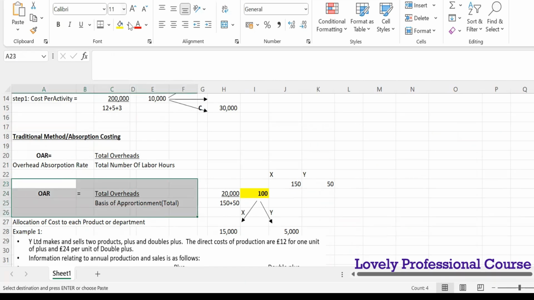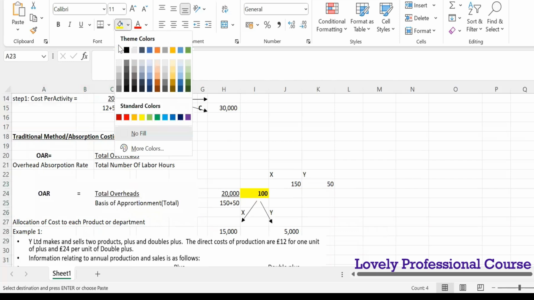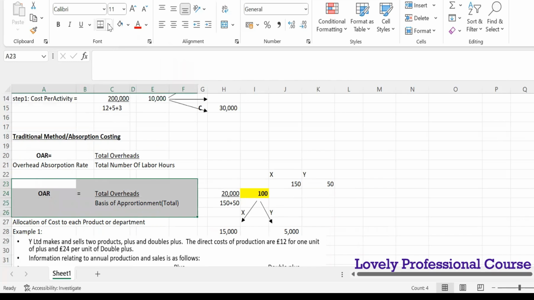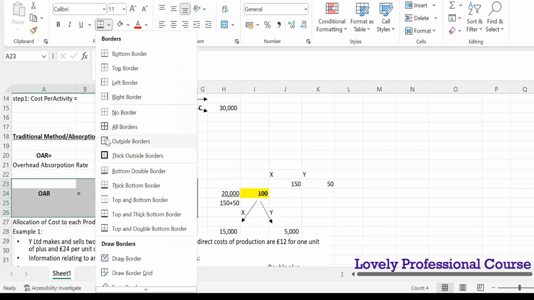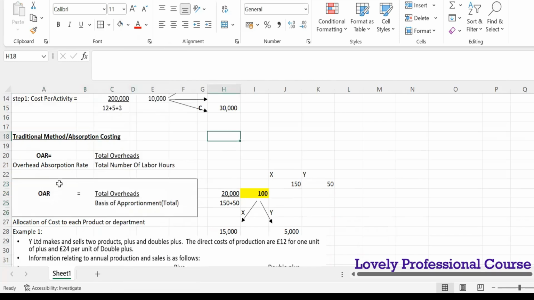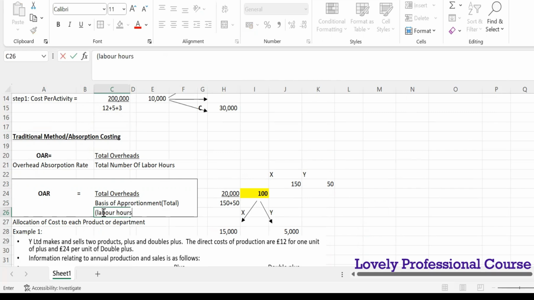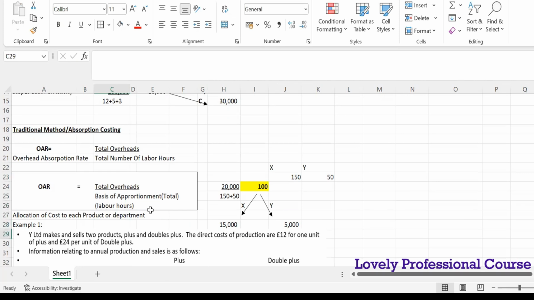This one is very clear for us. But I want you to know it. This one, it is actually this: overhead absorption rate will be total overhead divided by the basis of apportionment. So if the basis of apportionment is labor hours, you have to use total labor hours. But I said generally you have to assume labor hours. If not, use what the examiner tells you to use for you to be able to apportion the overhead.